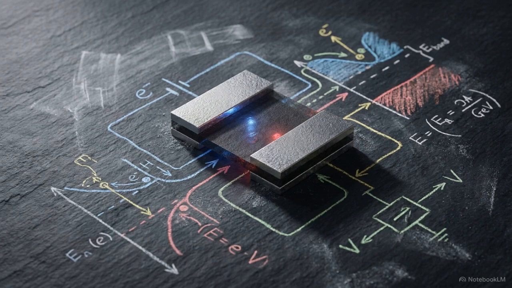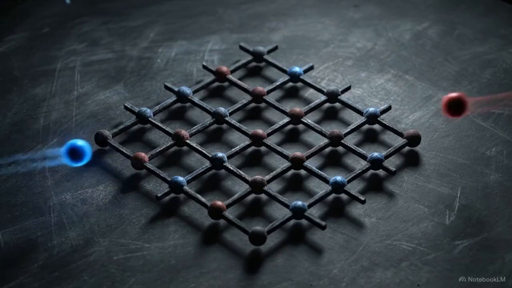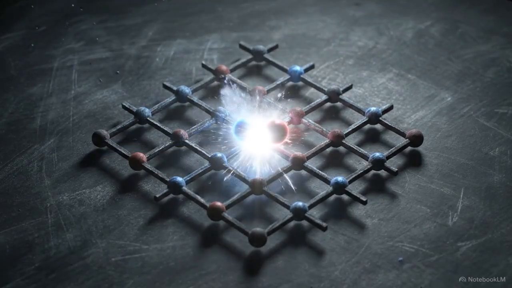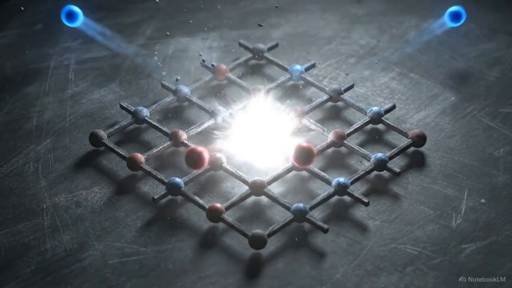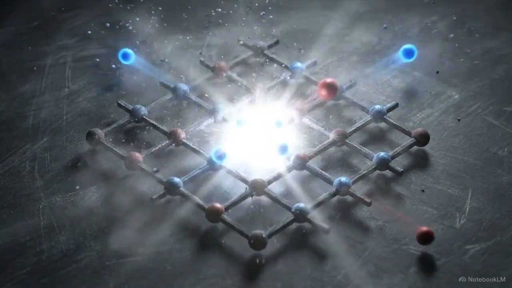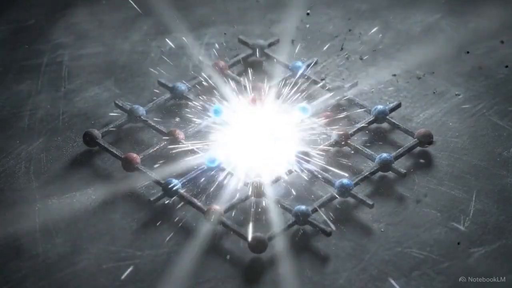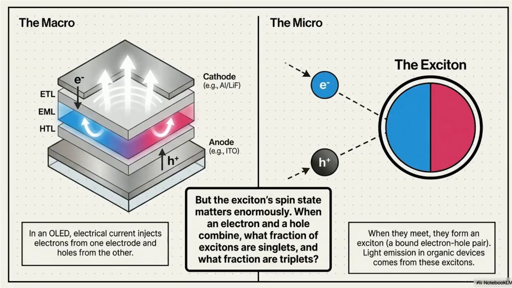In an organic light-emitting diode, or OLED, light is created by injecting electrical current into a specialized carbon-based film. That current consists of negatively charged electrons from one electrode and positively charged holes from the other, colliding within the molecular lattice. This diagram illustrates the macroscopic layer stack of an OLED.